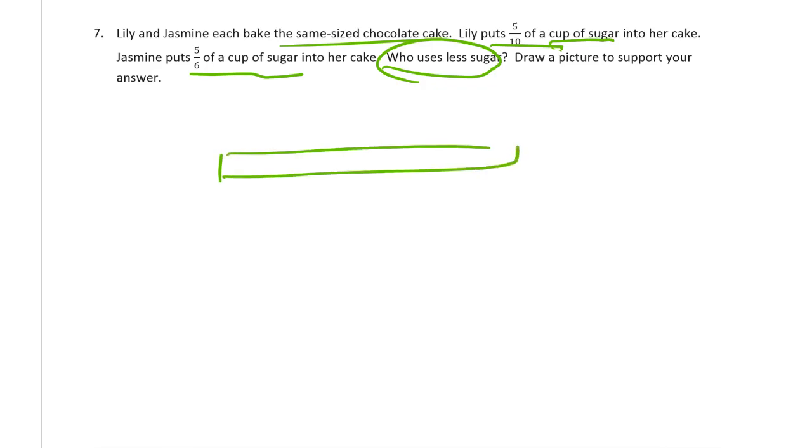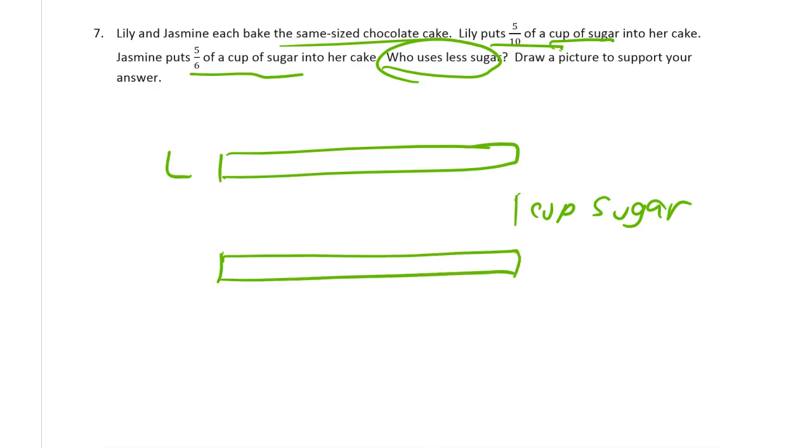So this is going to be 1 cup of sugar, and this is Lily's cup. That's Lily's measurement for a cup of sugar. And this is Jasmine's. I can do this so I don't have to write it twice. They both have this for 1 cup of sugar. So now we need 5/10 and 5/6. So we know that 10ths are smaller. We have the same number of fractional units we're counting. We're counting 5/10 and we're counting 5/6. We're both counting 5 of each fractional unit.